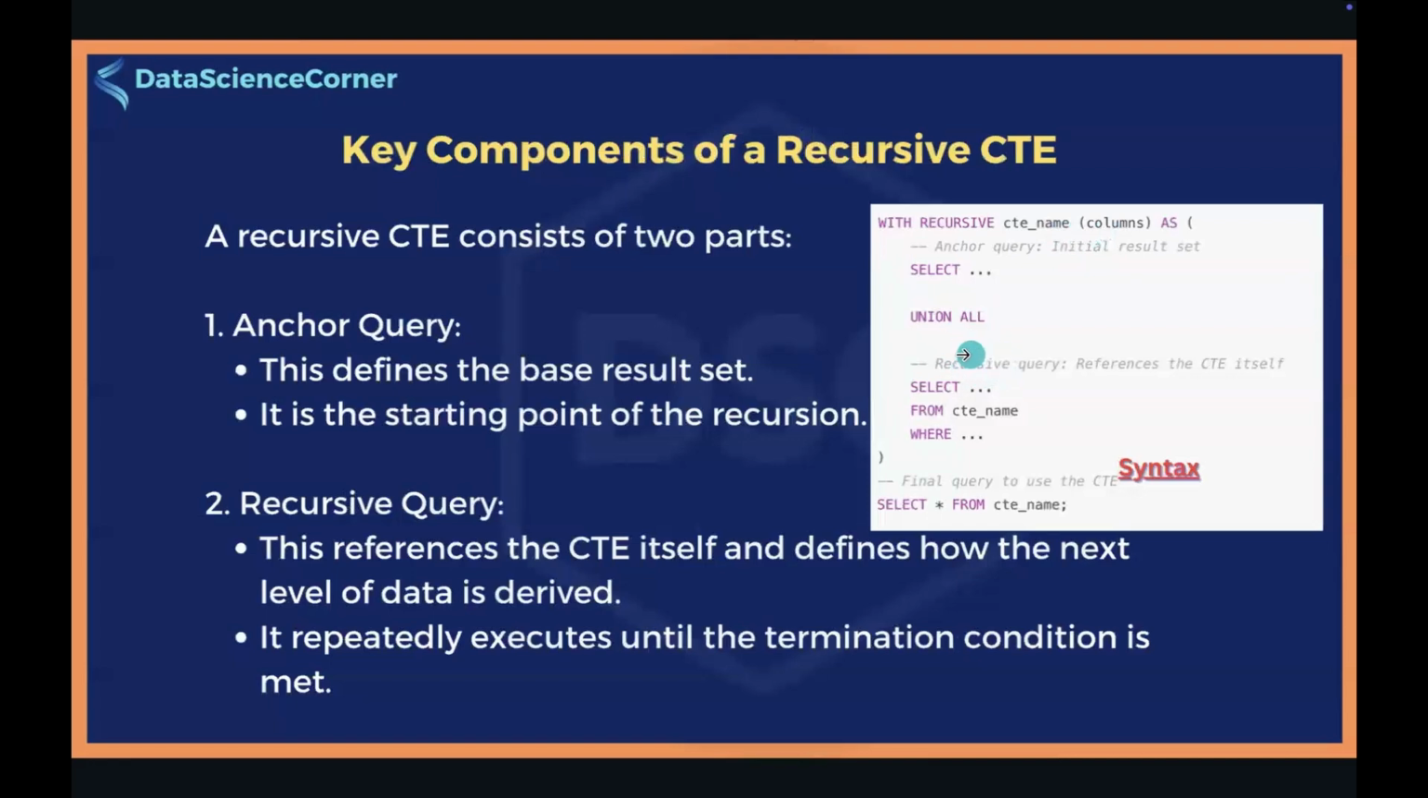Now after union all, what we are going to write is the recursive query. This query will reference the CTE itself and also will define how the next level of data is derived. It will repeatedly execute until the termination condition is met. After that, we are going to write the final query from the CTE, whatever we want. We are going to do this practically. It will be more understandable there. Here we need to remember that there are 2 parts in a recursive query. One is the anchor part. Second one is the recursive part. And the recursive part references the CTE itself.